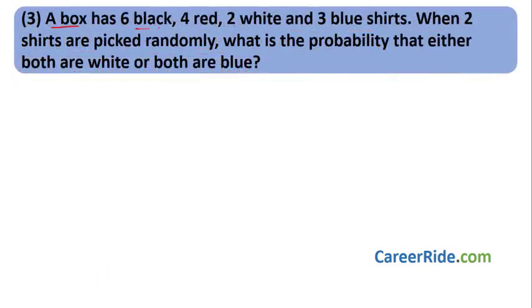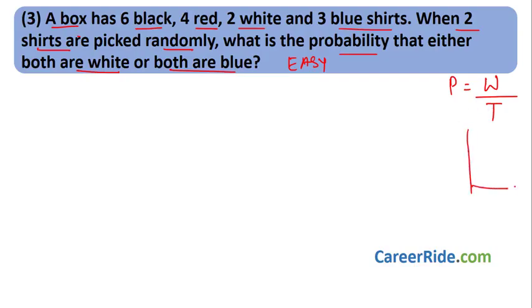A box has 6 black, 4 red, 2 white and 3 blue shirts. When 2 shirts are picked randomly, what is the probability that either both are white or both are blue? Again, a very easy sum. Let us see how to solve it. What have we learned earlier? That probability is nothing but what I want divided by total.